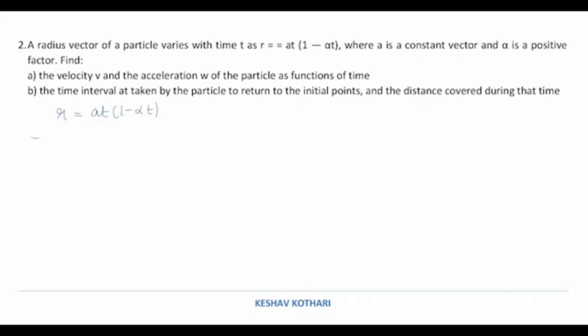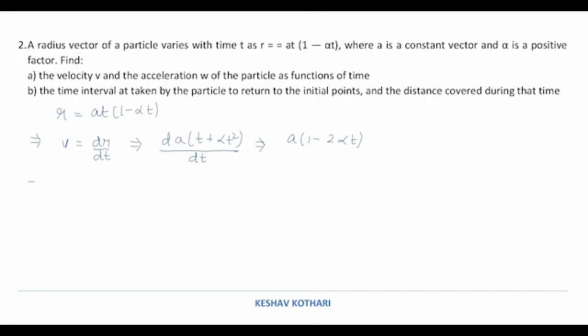If we are calculating velocity, we can go with the definition v equals dr by dt. If the position vector is a function of time, we write velocity as dr by dt. On differentiating, we obtain the derivative of (a t minus alpha a t squared) with respect to t. a is constant, and we can differentiate this function to obtain a (1 minus 2 alpha t). So this is the equation for the velocity of the particle as a function of time.